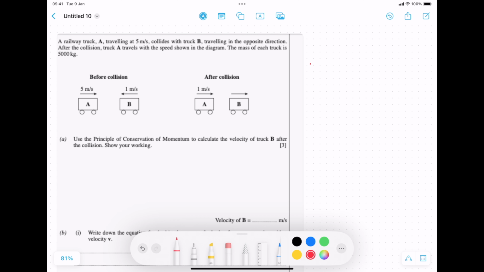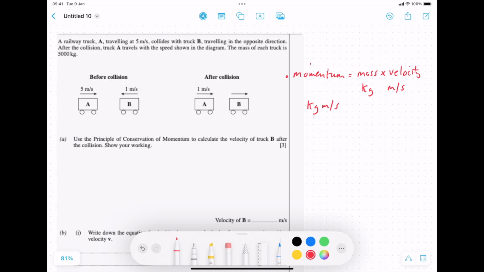Before we get into the question, let's recap what momentum is. The formula itself is pretty straightforward. The momentum of an object is equal to its mass multiplied by its velocity. The units of momentum would be the product of mass, in kg, and velocity, which is in meters per second. So kilograms meters per second is the unit for momentum.